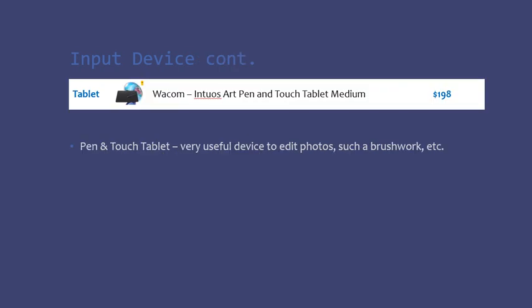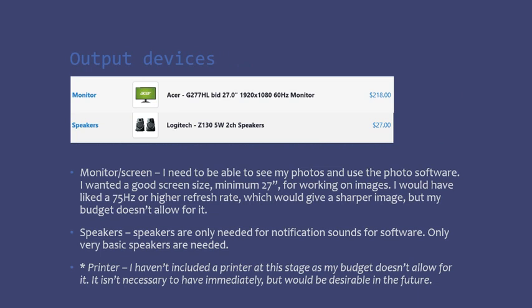The second input device slide, they also were going to have a tablet. Now this was a specialist piece of equipment that was going to be useful for editing photos and doing special effects on their photos. This is not something you would necessarily buy, but it is something they needed for their computer. Then they went through the output devices and again told me what they were buying, the model, the price, and then their explanation or their justification. The monitor and screen, I needed to see my photos, I needed to use it for the photo software, etc., etc. You can read through that yourself.